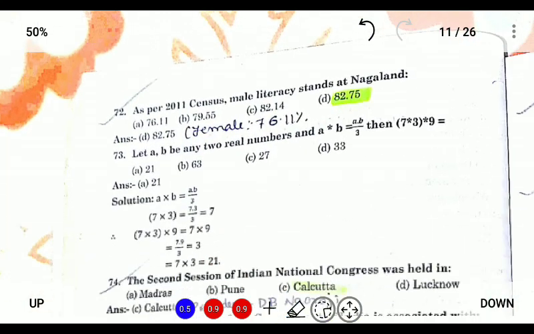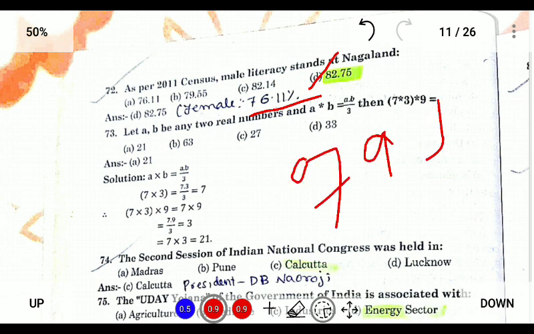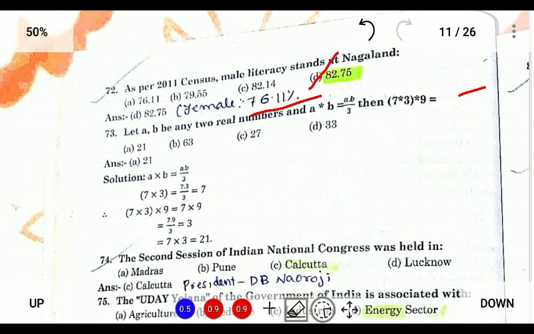Next, as per the 2011 census, male literacy rate is actually 82.75, and female is 76.11, and total average it is 79.55, or nearly 80% is the literacy rate of Nagaland as per 2011 census. For male it is 82.75, and for female it is 76.11.